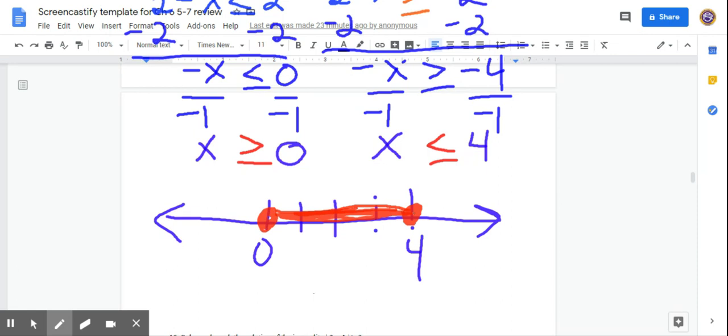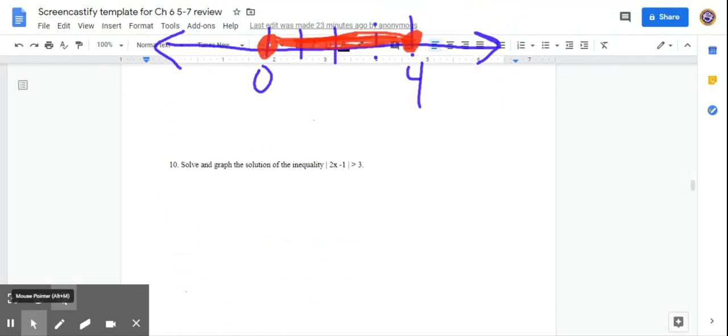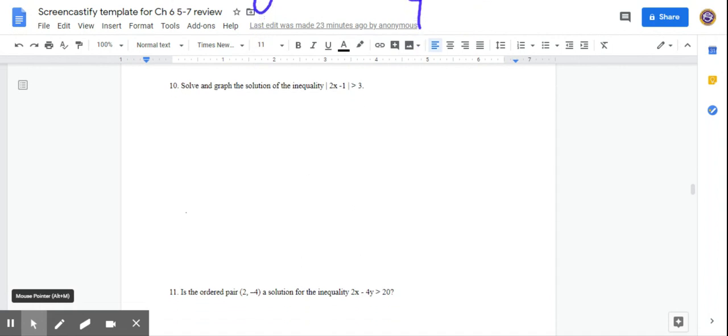Again, you can go back up to the top where we decided what kind of graph we should get, and we said we should get an intersection, so we did this right. Number 10.